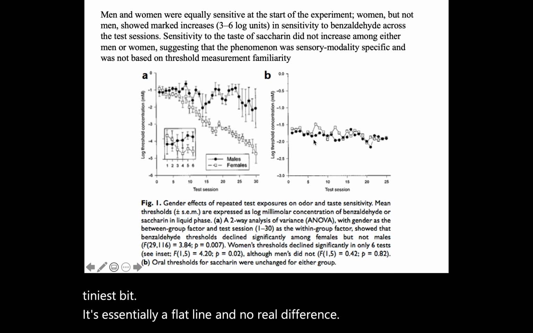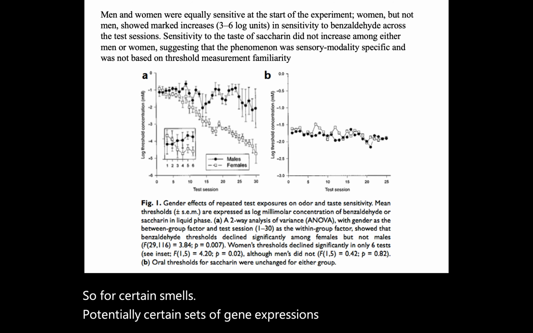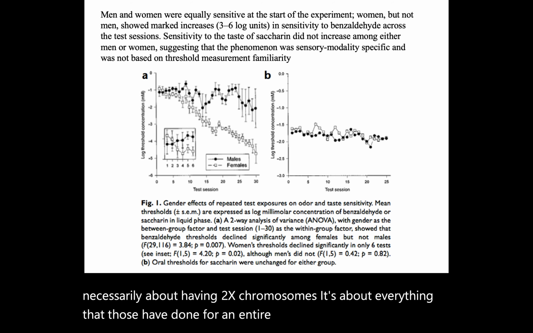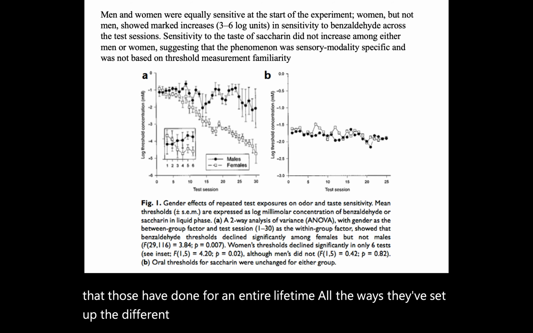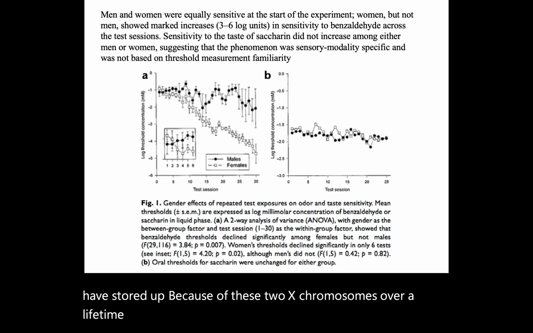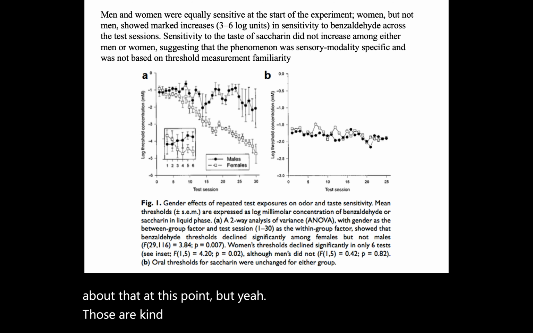So for certain smells, potentially certain sets of gene expression. So it's nothing necessarily about having 2 X chromosomes. It's about everything that those have done for an entire lifetime, all the ways they've set up the different cells, the amounts of different proteins that they have stored up because of these 2 X chromosomes over a lifetime, and because of the lack of a Y chromosome. That's where this appears to come from, and I can't be any more certain about that at this point, but I thought it was a kind of neat little study.